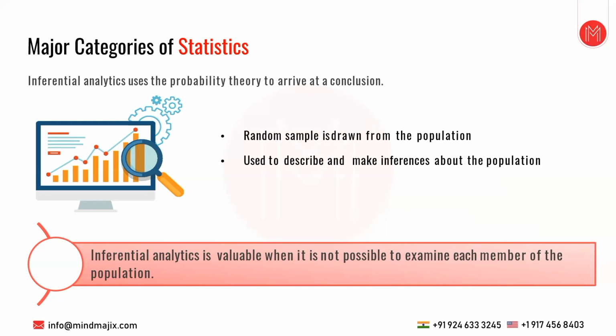So that is how the major categories of statistics work. Inferential statistics is valuable when it is not possible to examine each member of the population. So that is again an important part of the subject.